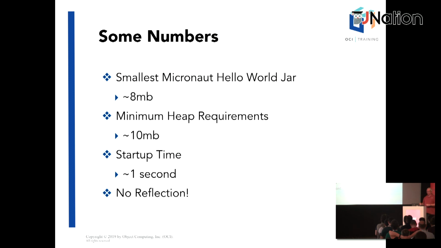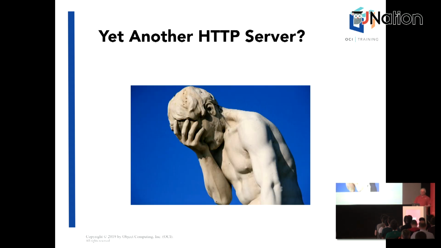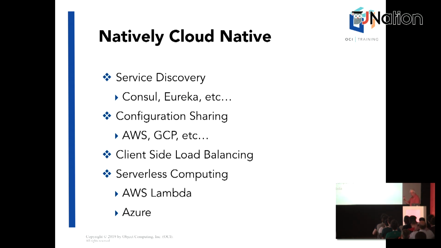To put some numbers on some of those attributes I mentioned earlier, a small hello world jar will be about 8 megabytes, and then depending on what you add to it, it might get bigger than that, but that represents kind of the tax that the framework adds to your application. You can run a Micronaut service in as little as 10 or 12 megabytes of heap, and depending on what your application is doing, you might need more than that, but that puts you in the ballpark. And startup time around a second, and a lot of that has to do with the lack of reflection in the framework.